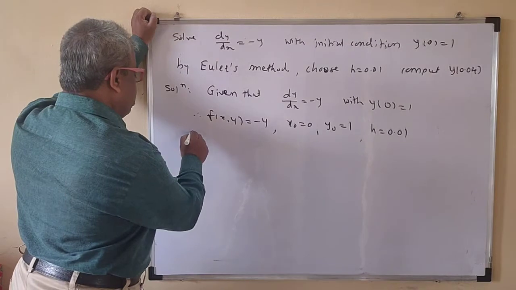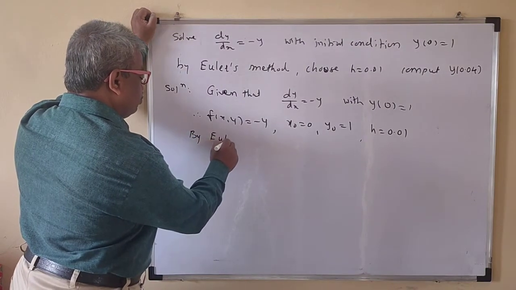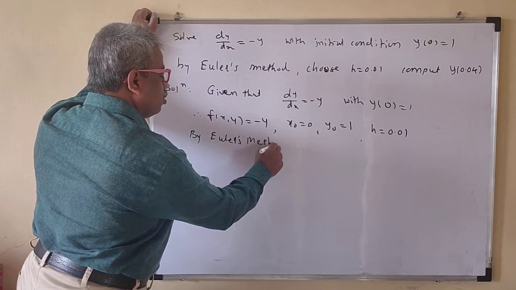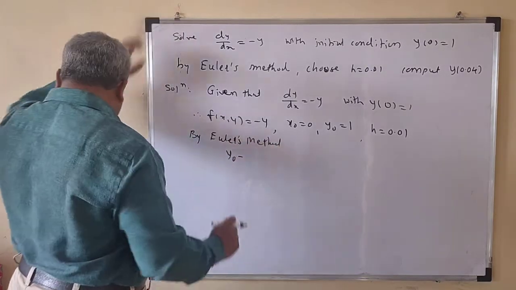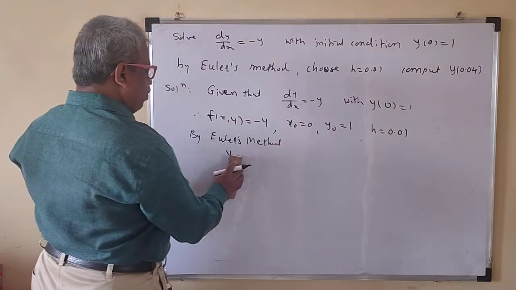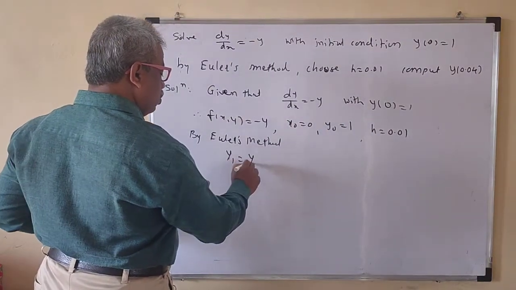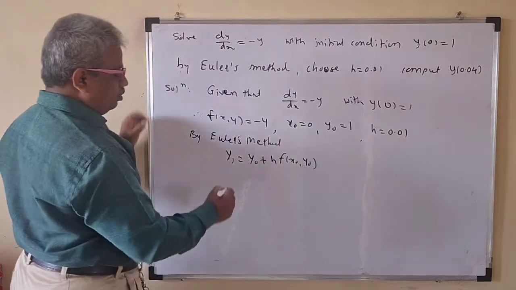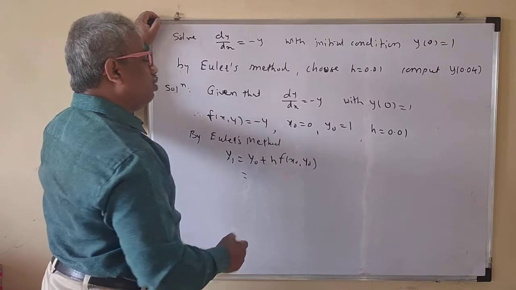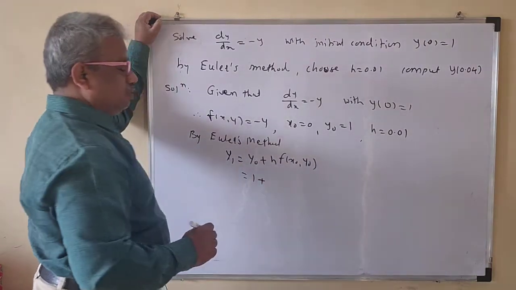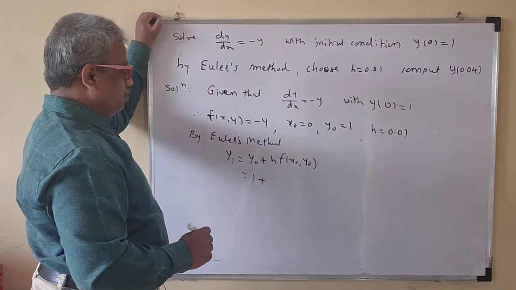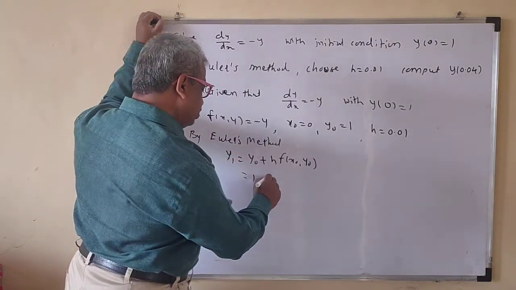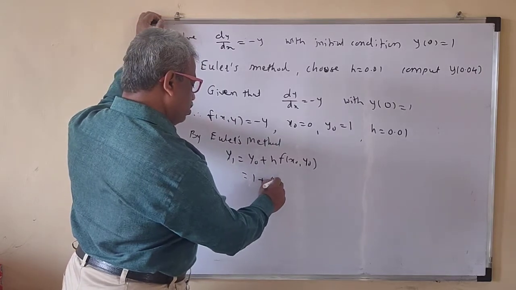Okay, so by Euler's method, y1 is equal to y0 plus h f of x0, y0. So what is your y0? Your y0 is 1 plus h. H is what? 0.01.